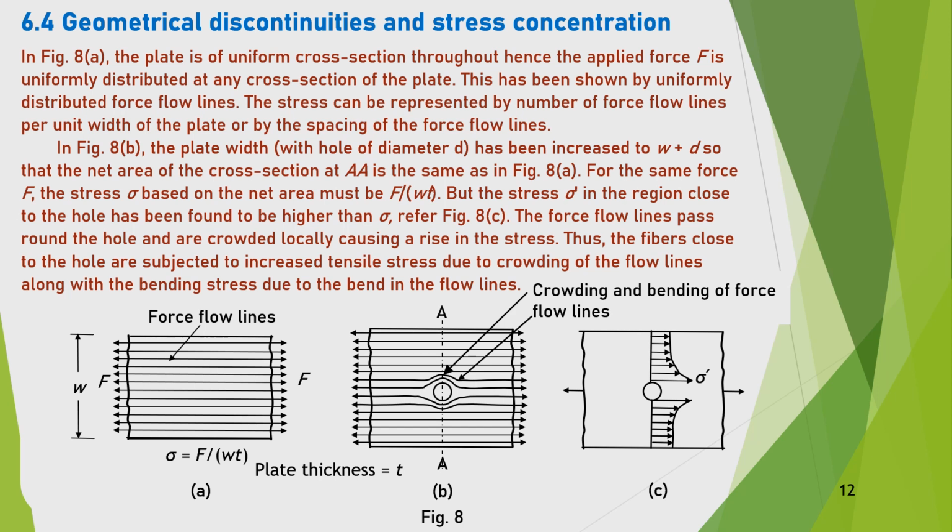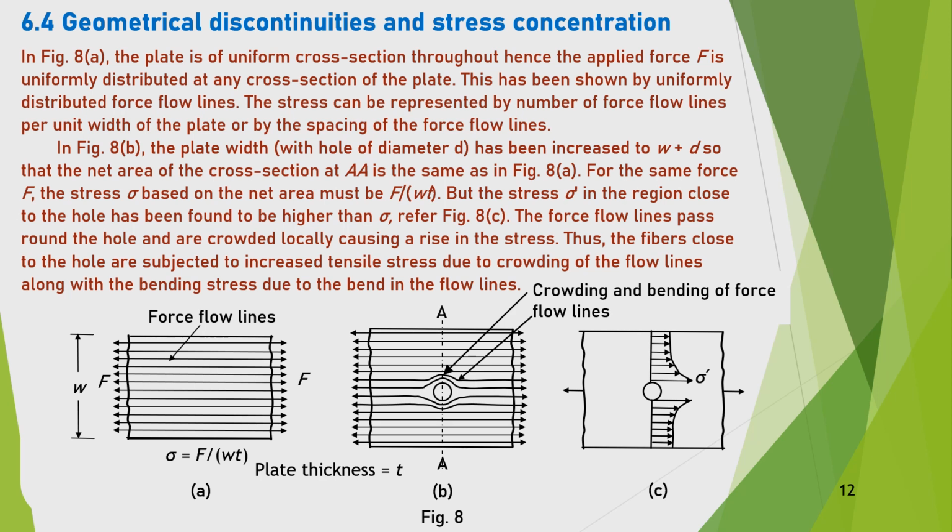It is shown in the figure that the stress induced is the force F divided by the area of cross section of the plate, that is Wt. In figure 8b, the plate width with hole of diameter d has been increased to W plus d so that the net area of cross section at section AA is the same as in figure 8a. For the same force F, the stress sigma based on the net area must be F divided by Wt as in the first case.